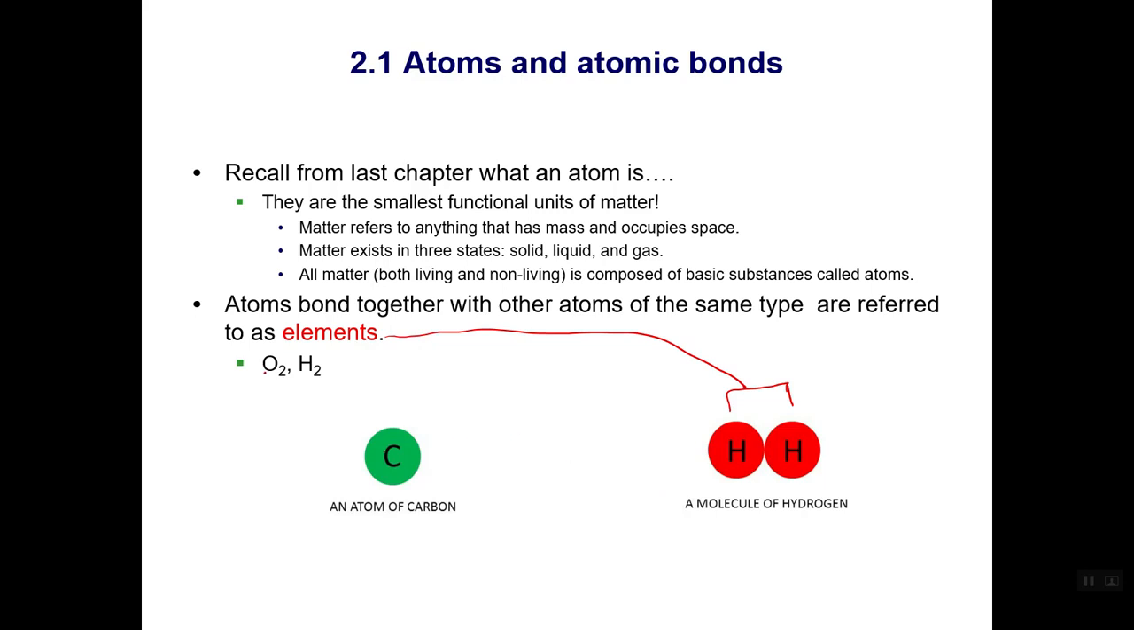We could also have O2. O2 is two oxygen atoms. H2 is our two hydrogen atoms. O2 would also be an element. That's what an element is. It's just two atoms of the same type that are bound together.